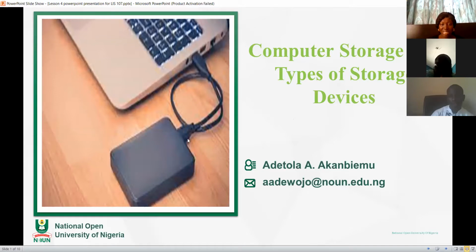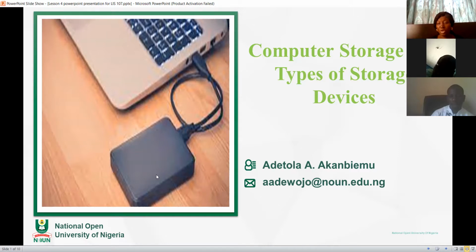Yes, you can see that it is connected with a cord to the computer. This is an external hard disk. External hard disks come in different sizes. They come in 512 gig, they come in 500 gig, 1 terabyte, 2 terabytes. You understand? 100 gig. A lot of people have this.